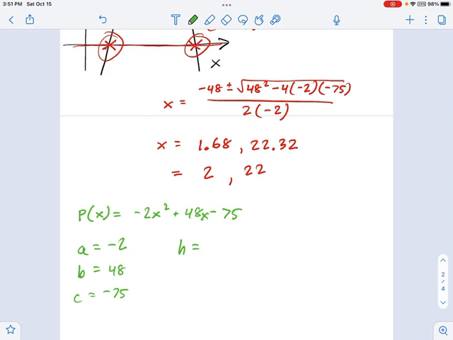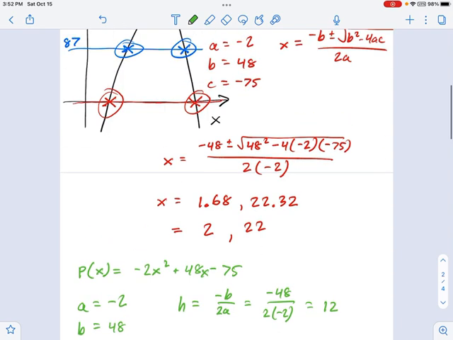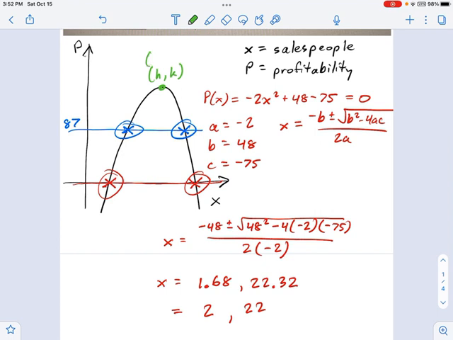So h equals negative b over 2a. This is one definitely worth remembering. Okay, this will come up all sorts of times. So negative b is negative 48, and 2a is 2 times negative 2. So this becomes negative 48 over negative 4. That's 12. Okay, so we've got 12 as the x coordinate. That's going to be up here, right? This is going to be 12. So 12 people required.